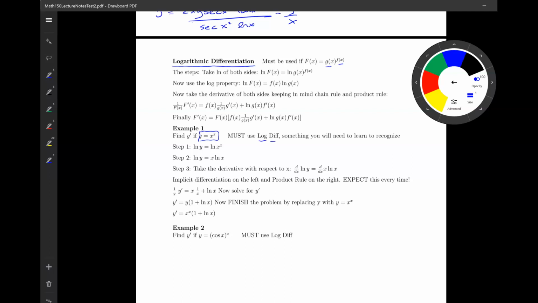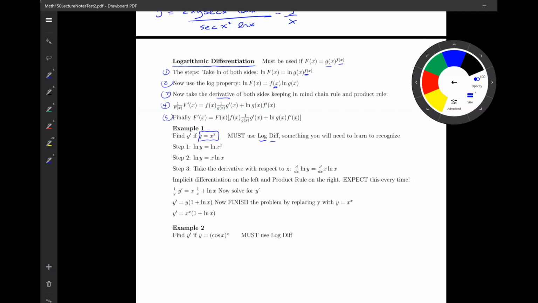So here are the steps. First, you take ln of both sides. Take ln of both sides. And then you use the ln property to bring this exponent down in the front. Then you take the derivative of both sides. So the derivative of ln of stuff is 1 over stuff, times the derivative of stuff. On the right-hand side, you're always going to have product rule. And then finally, you multiply through by f to get f prime.